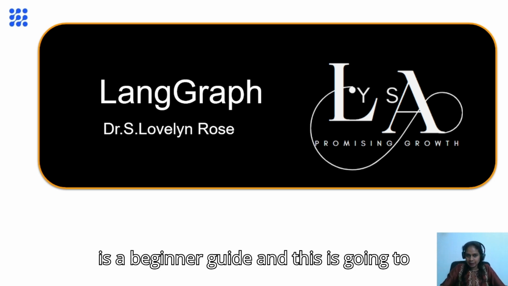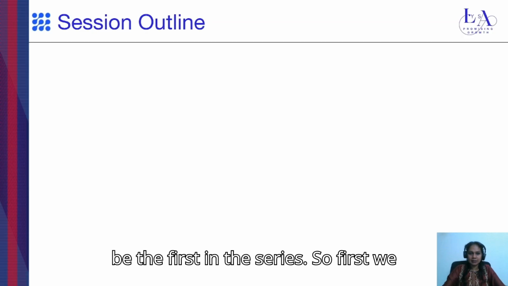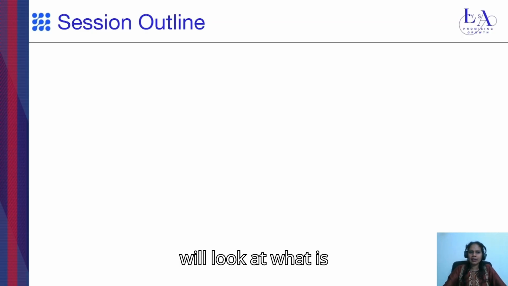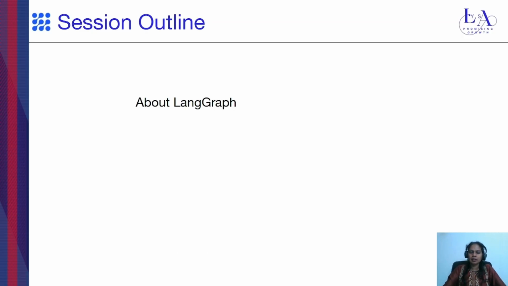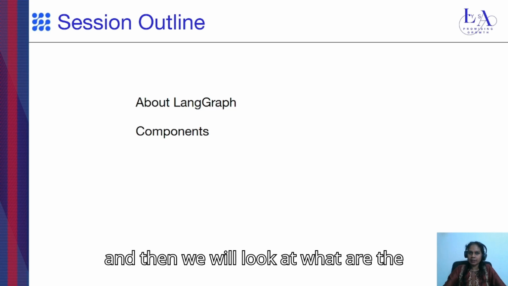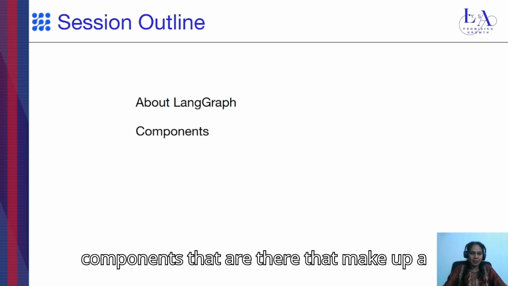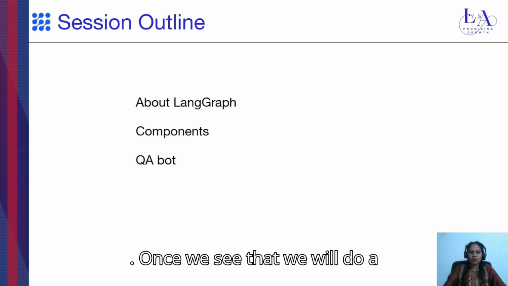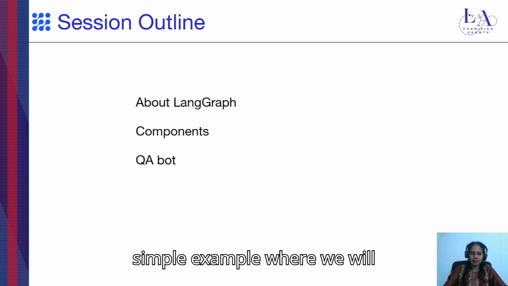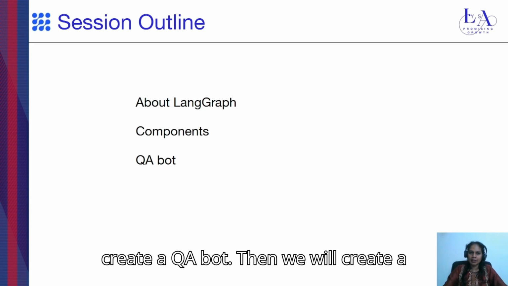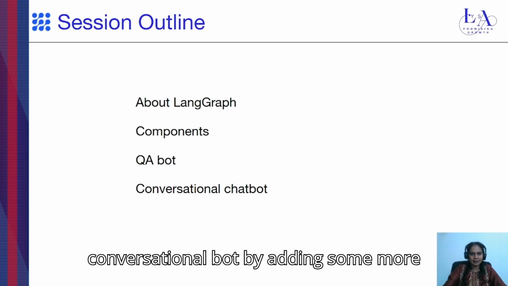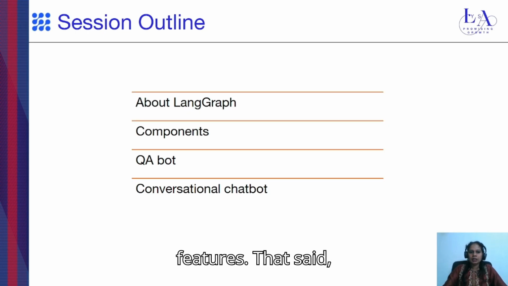This is a beginner guide and this is going to be the first in the series. So first we will look at what is LangGraph, and then we will look at what are the components. We will look at the key components that make up a LangGraph. Once we see that, we will do a simple example where we will create a QA bot. Then we will create a conversational bot by adding some more features. That said, let's see what is a LangGraph.